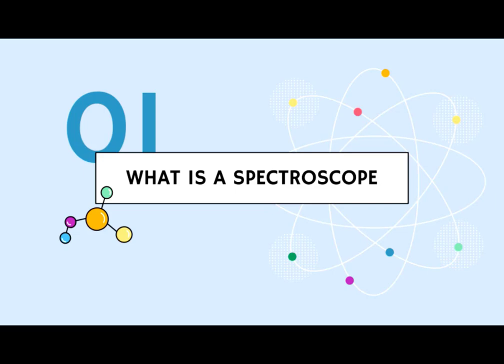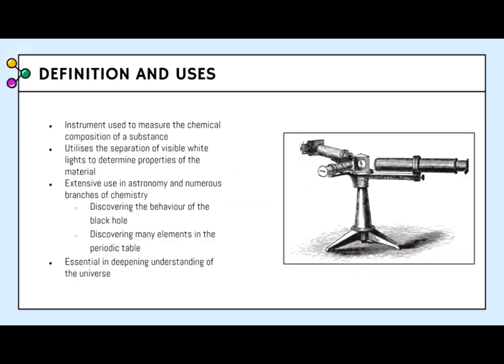So, what is a spectroscope? A spectroscope is an instrument employed to measure the chemical composition of a substance, thereby discovering unknown substances through the identification of chemicals found within them. This process utilizes the separation of visible white light to determine properties such as light intensity, frequency, and atomic makeup of the substance.